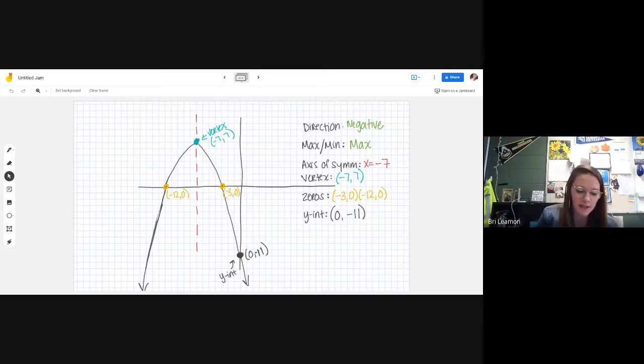So these are all the things we want to be able to identify from our graph. So we want to be able to look at that graph and identify those 6 things. So that is one of our 2.0 skills.